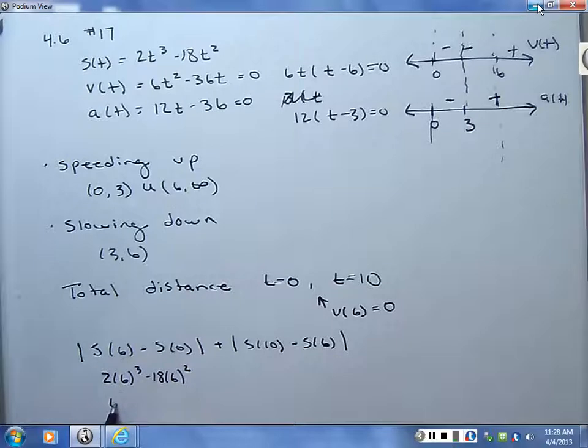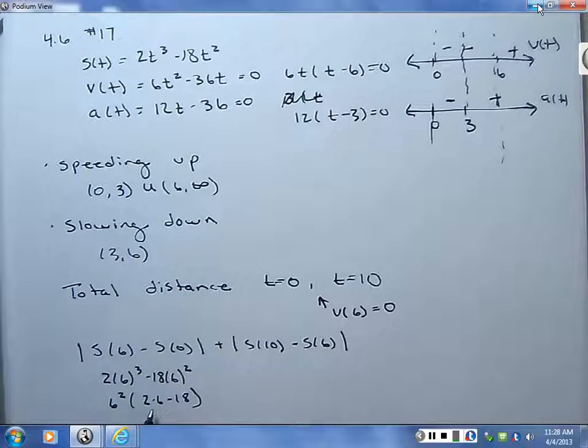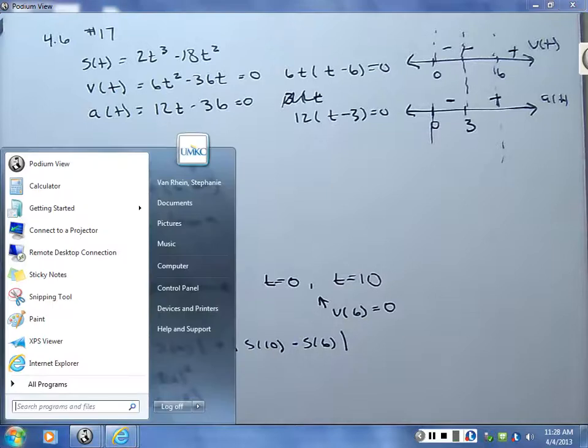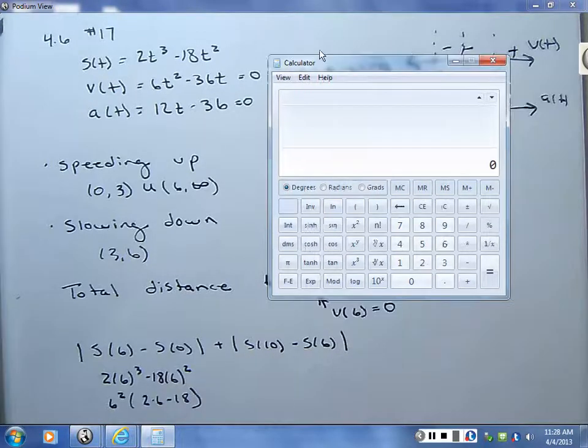So this would be 6 squared times 2 times 6 minus 18. 12 minus 18 would be 6, so this would be 6 cubed. 6 cubed is 36 times 6. Okay, you also can use your calculator, so you don't make a stupid math error here.